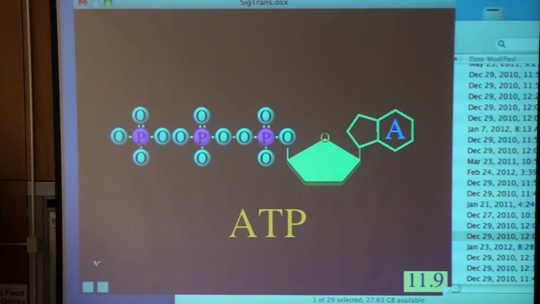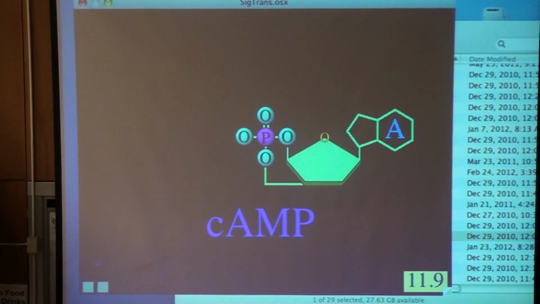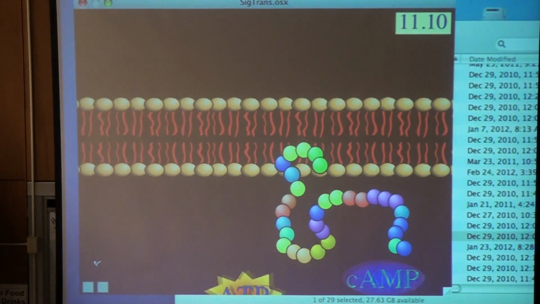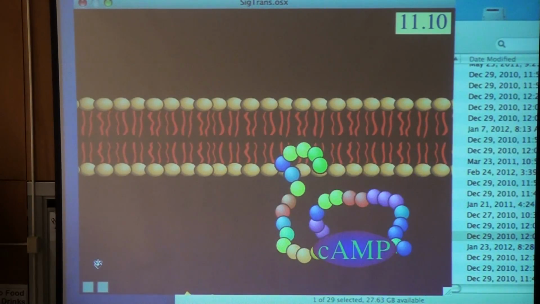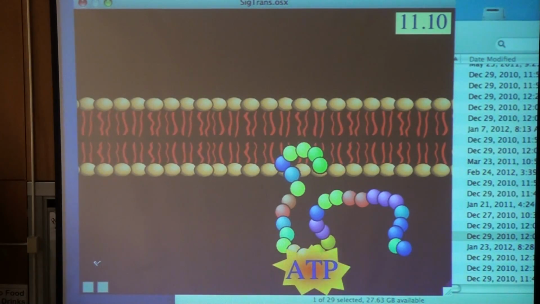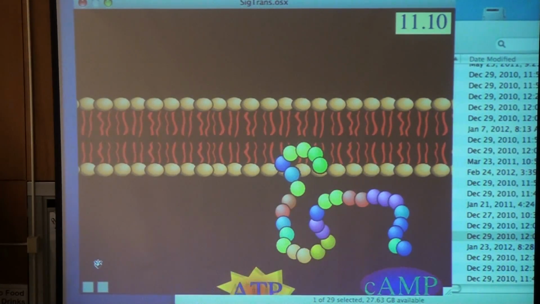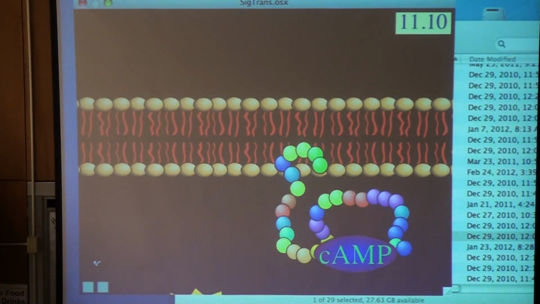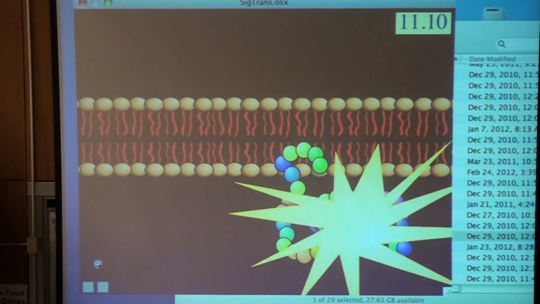Here's normal old ATP. To change it into cyclic AMP, the 2 phosphates are removed, and that last phosphate, a new covalent bond forms that hooks it back onto the ribose sugar of the adenine nucleotide, and you get cyclic adenosine monophosphate. So this adenylyl cyclase, when it's activated, starts cranking out lots and lots of that cyclic AMP molecule. And the cyclic AMP is not hydrophobic. It's hydrophilic, and it drifts down into the cytoplasm of the cell.